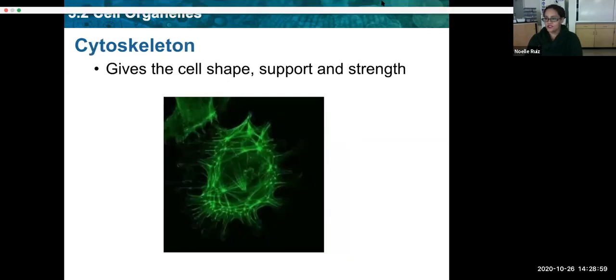The cytoskeleton is your first organelle, and it does the exact same thing that our skeleton does for us. It gives the cell shape, support, and strength. And that is exactly what our skeleton inside of us does for humans. It gives us shape. We sit up straight because we have a spine. It gives us support and strength. Our muscles are attached to our bones. And our muscles is how we have strength.